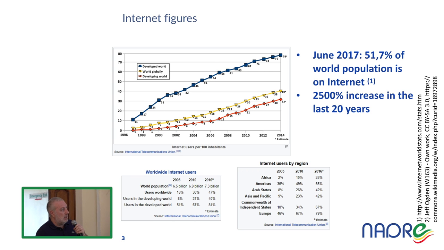So, some figures. Almost a year and a half ago, we crossed the 50% limit in people connected to the internet. So there are more people connected to the internet in the world than people who are not connected. Of course, the number of people connected is very different country by country and region by region, but this is actually a very good index. So the world population on the internet is more than half of the total population of the world. So more than 3.5 billion people are connected to the internet. And this is a tremendous success, a 25 times increase in the last 20 years.